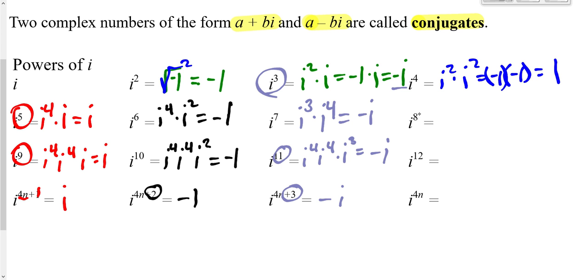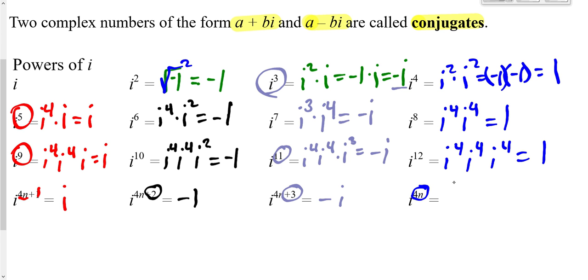Now, when we're at i to the 8th, that's an i to the 4th times an i to the 4th, which would be 1 times 1, which is 1. Or an i to the 4th times an i to the 4th times an i to the 4th is also 1. So whenever you are a multiple of 4 for your exponent, it's always 1. So when you're dealing with i's to different powers, you can use this pattern to simplify these down.